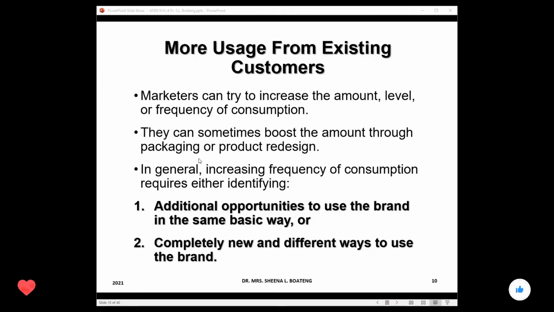And a typical example is hand sanitizers. So they have the huge ones you can keep in your home, the very big ones you can put at the front desk at the reception, and then the smaller ones that we carry around with us in our briefcases and our handbags, right? Or alternatively, the firm could find completely new and different ways to use the same brand.